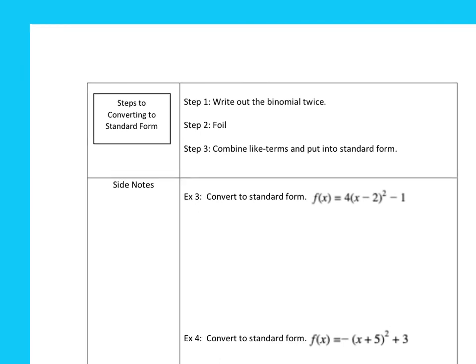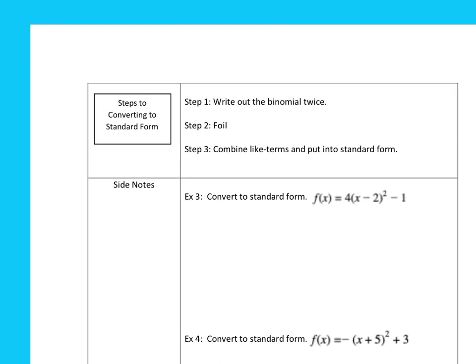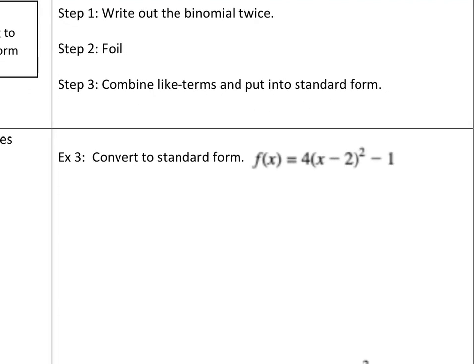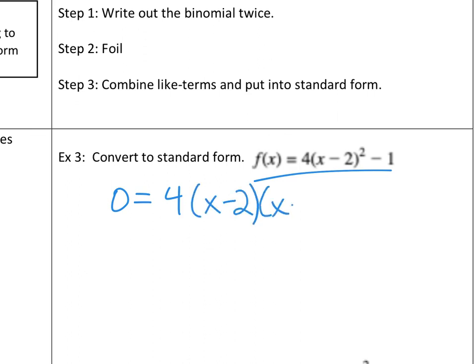All right, step 2, converting to standard form. Okay, this is a little bit more lengthy, but pretty easy. All this means, looking at example 3, so I've got y equals 4 times x minus 2 squared minus 1. Okay? So all this is 0 equals 4 times x minus 2 times x minus 2 minus 1. Do you all see how I did that? If I change that y to a 0, just because that's what you got to do. Now we just got to solve this.